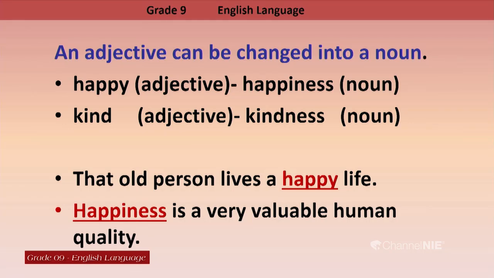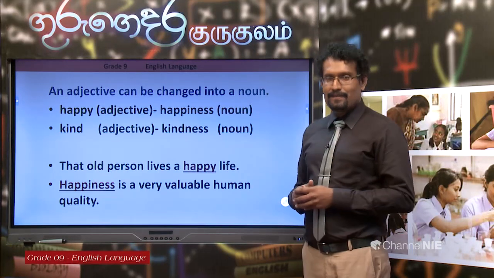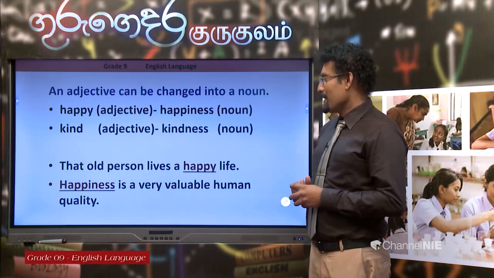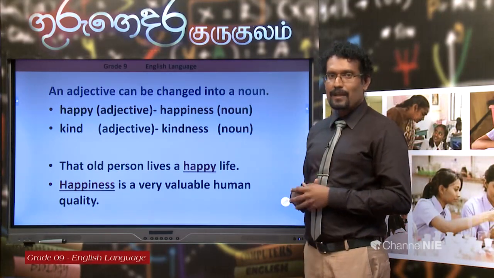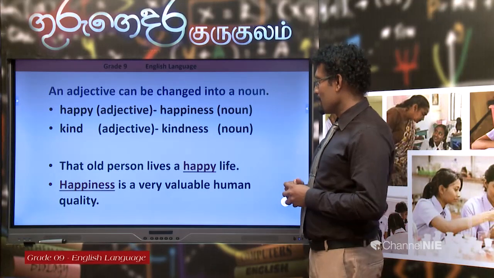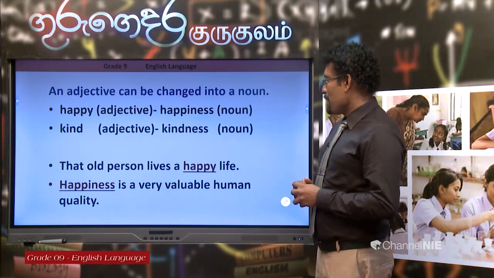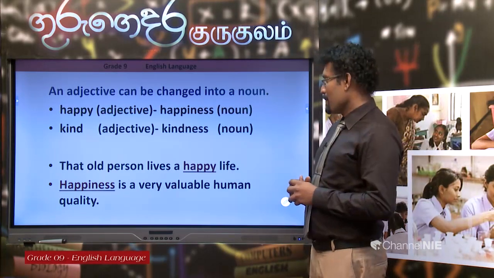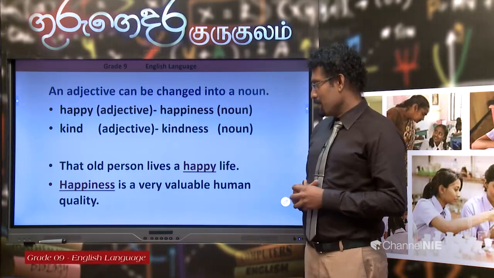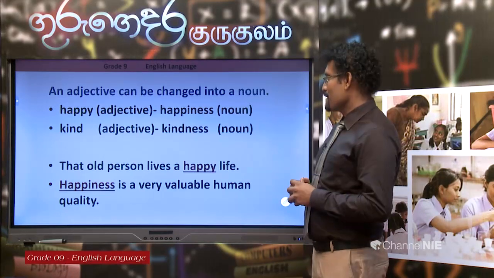That old person lives a happy life, because now his children have all got married, and now he is retired, now he has his pension. So, that old person lives a happy life. He doesn't need to be sad for anything. So, that old person lives a happy life. Happiness is a very valuable human quality. I think you all definitely would agree with me. Happiness is a very valuable human quality, right?